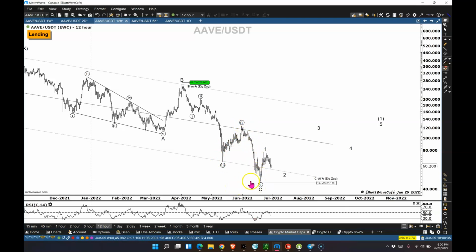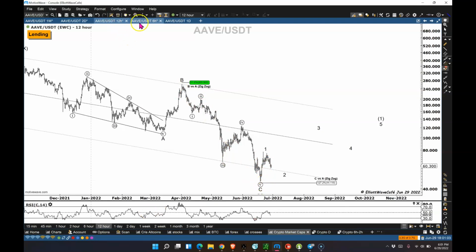So for all intents and purposes, I think this looks like a completed correction. There might be another leg lower. That would be a surprise for me. If that would happen, that would mean that possibly this 3rd wave would have to be placed at these lows, and those subdivisions would have to change a little bit, but I think it would look extremely ugly if that's the case. So this structure in here suggests that this move is already done.